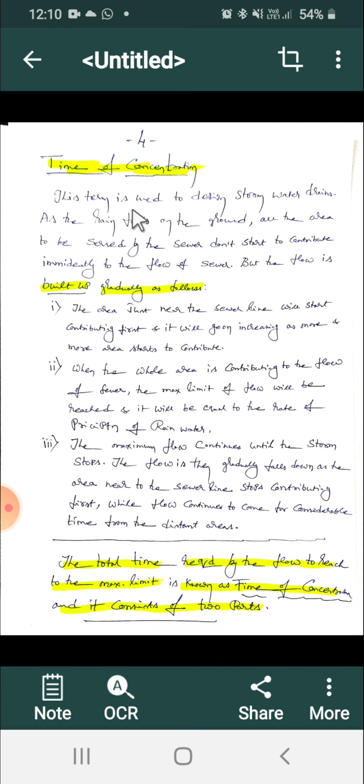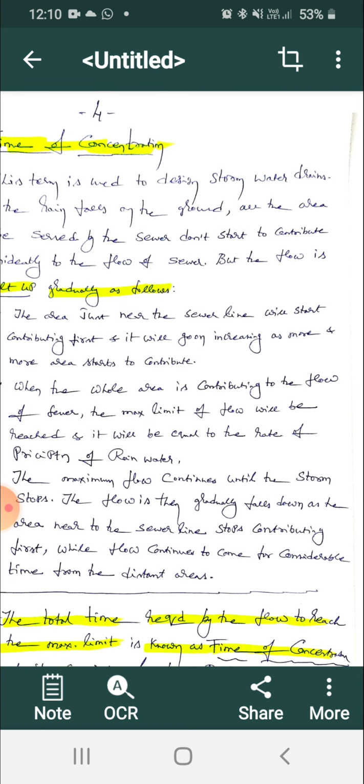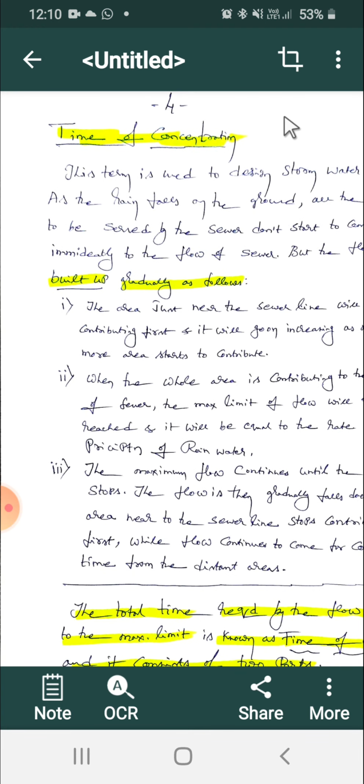Time of concentration: the concentration is of the rainwater. Due to rainwater, it falls on the ground, and finally what happens? It starts moving towards a drainage, that is a sewer. Observe here how to define this. The term is used to design storm water drains. Time of concentration is used to design storm water drains.